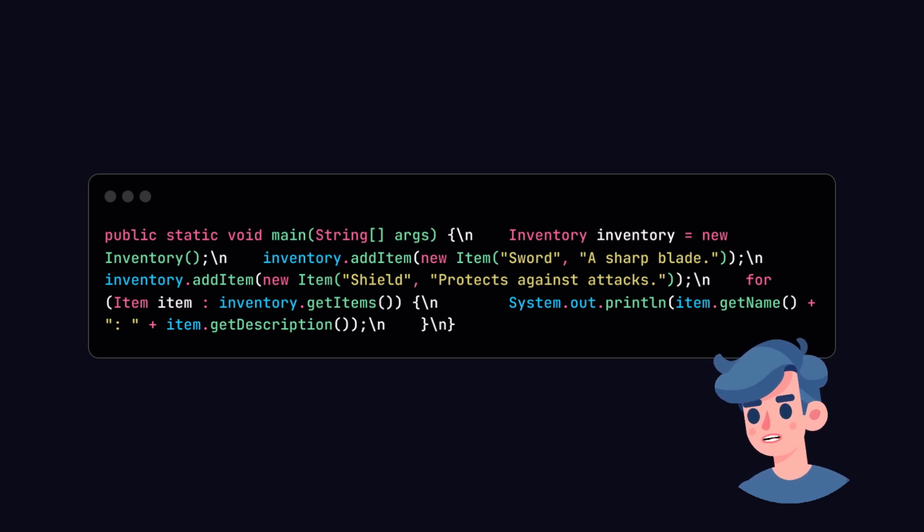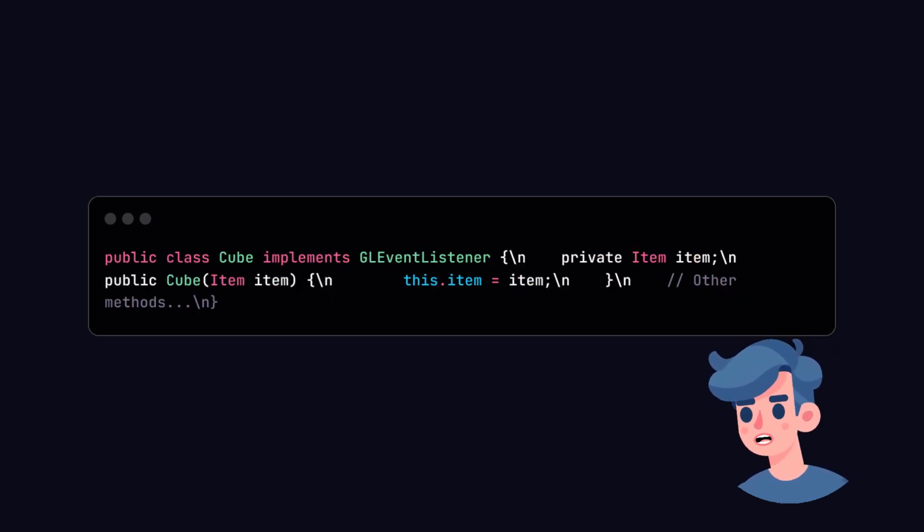Let's demonstrate this in our main method. We'll create a new inventory instance, add some items, and see them displayed in the console. Now we can see our items printed in the console. This is a great foundation for our 3D inventory system.